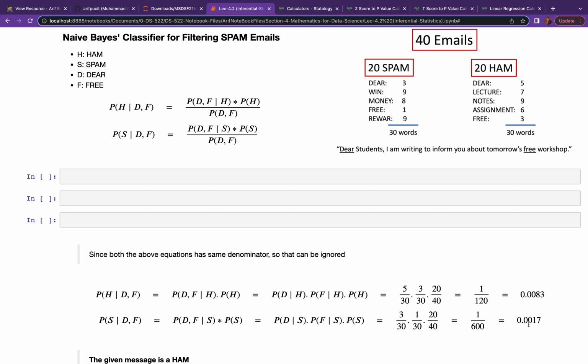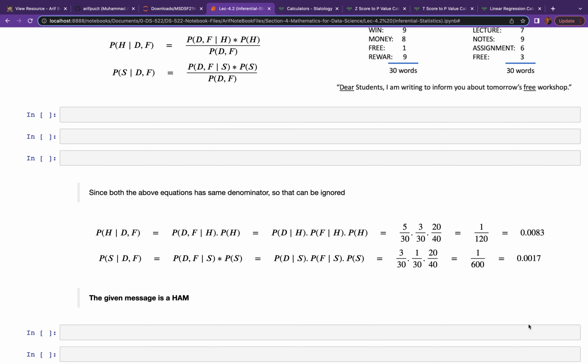My dear friends, with this background of Bayes theorem and its application in the ham and spam classifier, I think you will be able to apply it in different problem scenarios of machine learning and natural language processing that you will come across in the future courses that you will study in this degree program. Okay, so far so good. Let's move ahead.